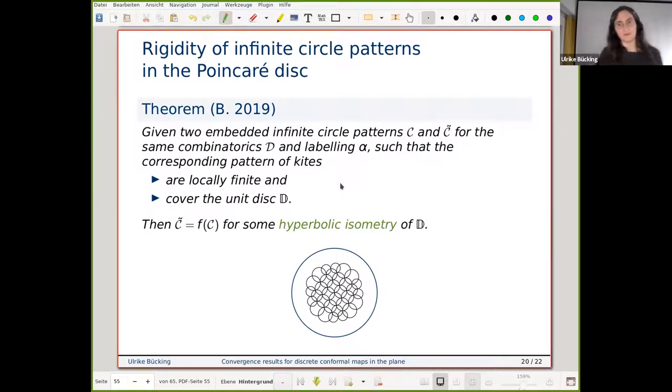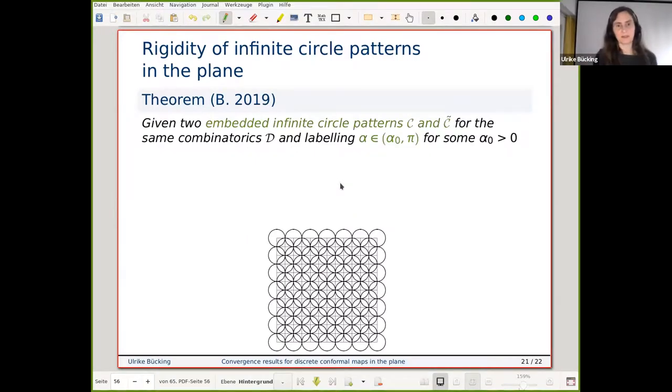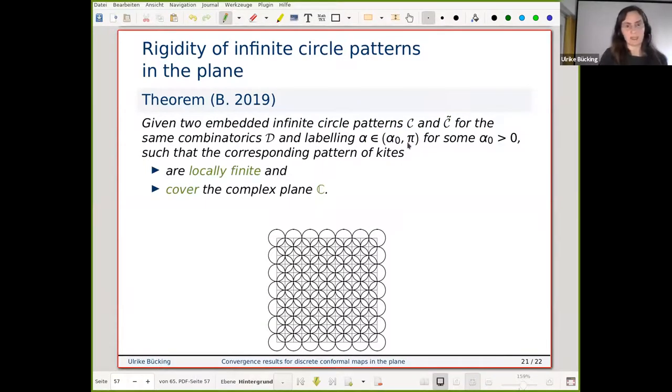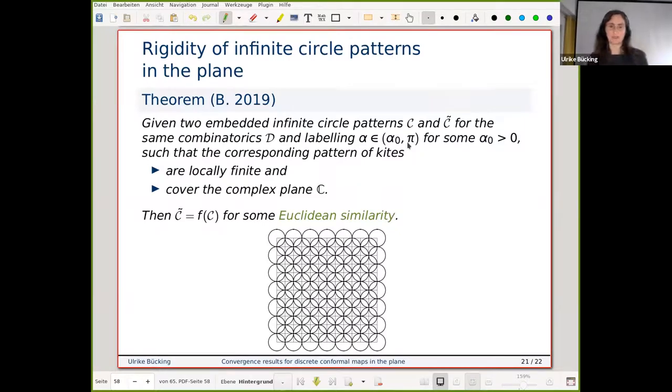You want to have the same also for the Euclidean plane. And it's here, so you can nicely imagine, for example, this regular pattern to be extended to the whole plane. And in my proof, I had to bound the angles from below. So you choose some combinatorics and some intersection angles, but the angles of your infinite pattern are such that the triangles don't degenerate, so they're uniformly bounded. Of course, I also want to have this locally finite and cover the whole plane. And then I could show that this is also essentially unique. So two such patterns differ only by a Euclidean similarity.